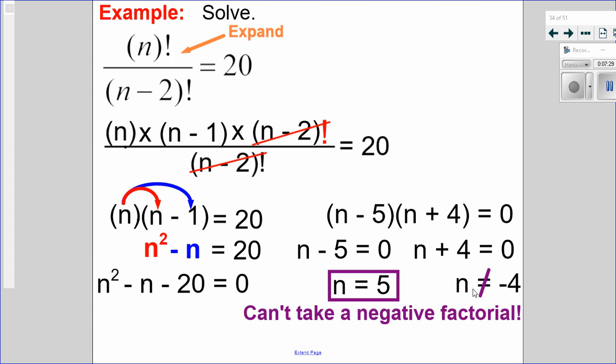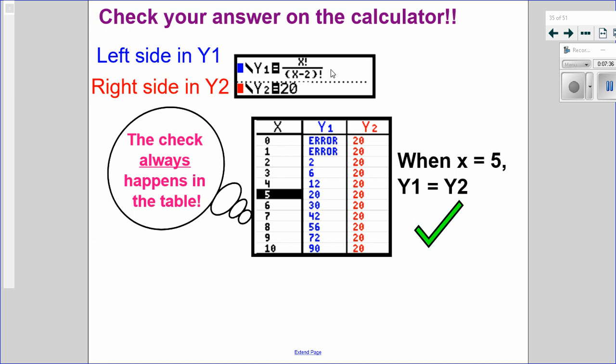Now the nice thing is, if you don't catch it here, you'll catch it when you check in your calculator. So here's my check. My original left side in y1, my original right side in y2. I start in my table and I look when x is equal to 5, y1 equals y2, so I know that they are correct.